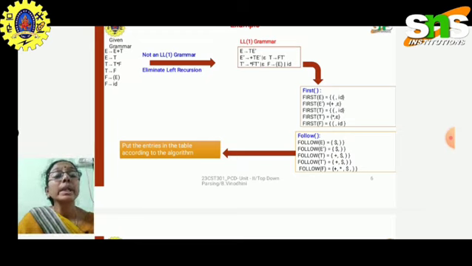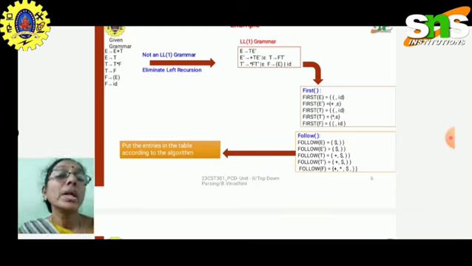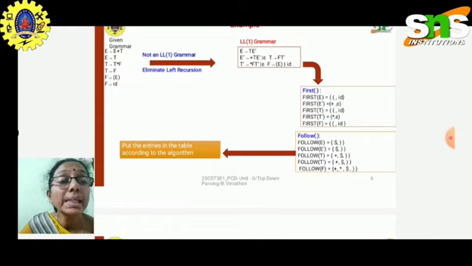Next we have to calculate the first of E dash. In the first of E dash we have two productions, so the set contains plus and epsilon. Next is the first of T dash. In T dash we also have two productions, that is star F T dash or epsilon. So the first of T dash contains star, comma, epsilon.